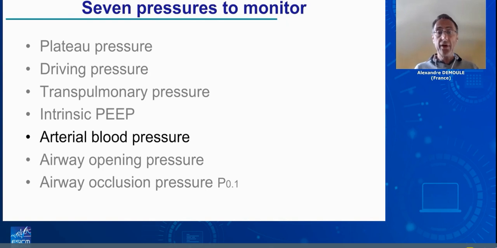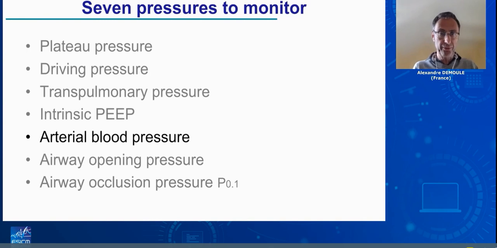Then we have arterial blood pressure. Arterial blood pressure is really important. When I was preparing this talk, I was thinking about talking about all those airway pressures, and finally, no, arterial blood pressure is really important in mechanically ventilated patients.